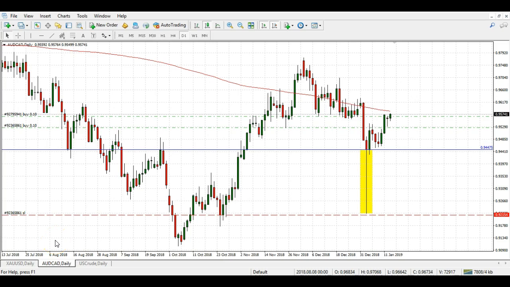Alright guys, check this out. This is the Australian versus the Canadian dollar. I thought it was a good time to come back to this one. As you know, we have a bullish position that was established probably about a week ago.